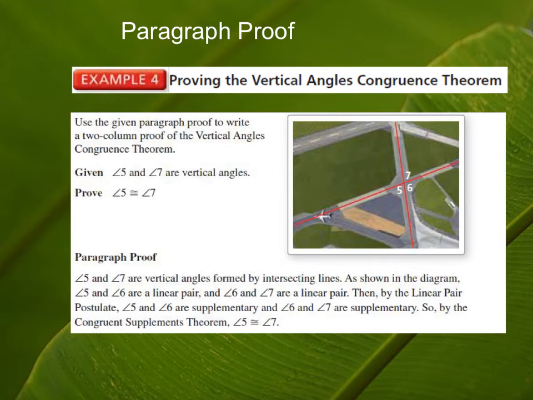Next slide has an example of a paragraph proof. Again, you will not have to write a paragraph proof, but just be aware that paragraph proofs exist. You just take your information and write it in sentences and form a paragraph with them. So this is an example of a paragraph proof. We're actually going to take this theorem, the vertical angles congruence theorem, and we're going to write a 2-column proof for it on the next slide.